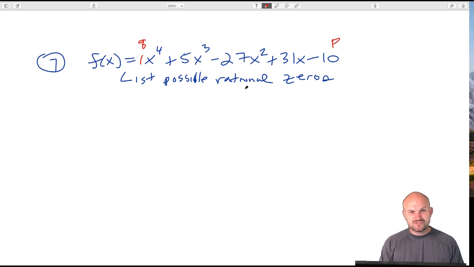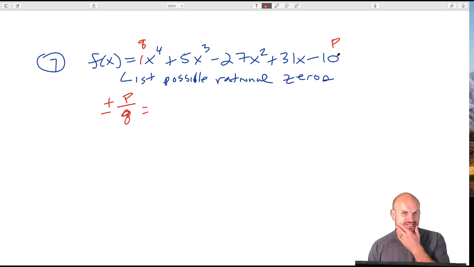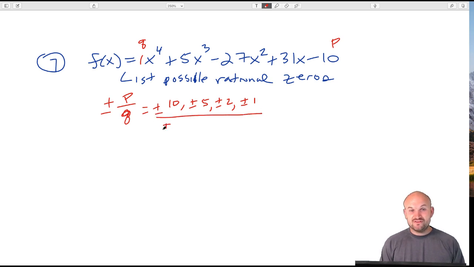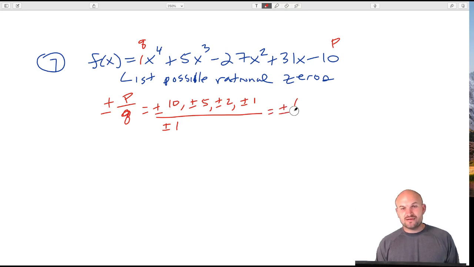So the list of rational zeros is plus or minus the factors of P over Q. So basically all you're going to do is take the factors of P, not negative, but just do plus or minus. So it's going to be plus or minus 10, plus or minus 5, plus or minus 2, and plus or minus 1. And you're going to take those all over the factors of Q, which thankfully for us is just plus or minus 1. So therefore, obviously, dividing by 1 is not going to change the factors. So therefore, our list of possible rational zeros, I'm going to put the plus or minus on the outside, is going to be 10, 5, 2, and 1.